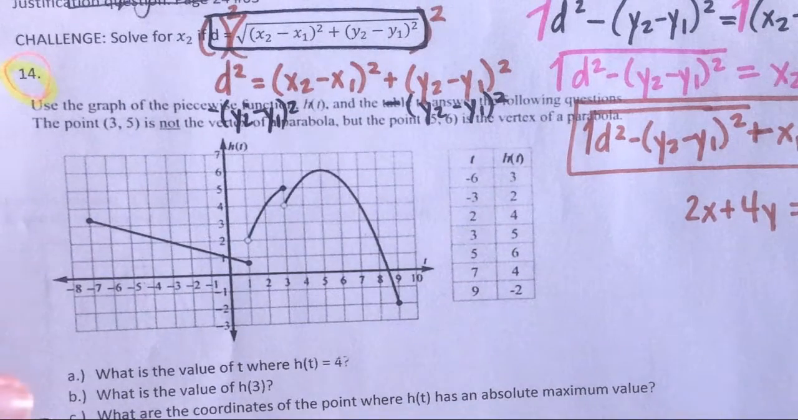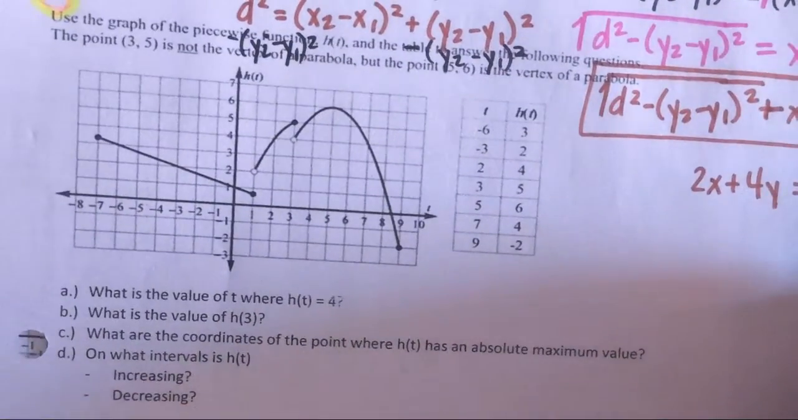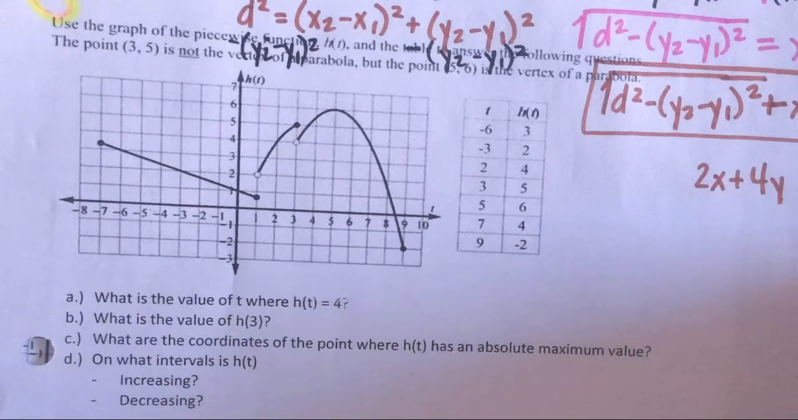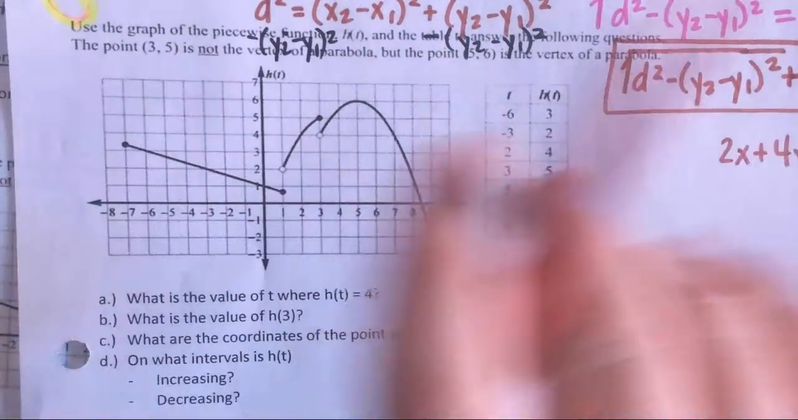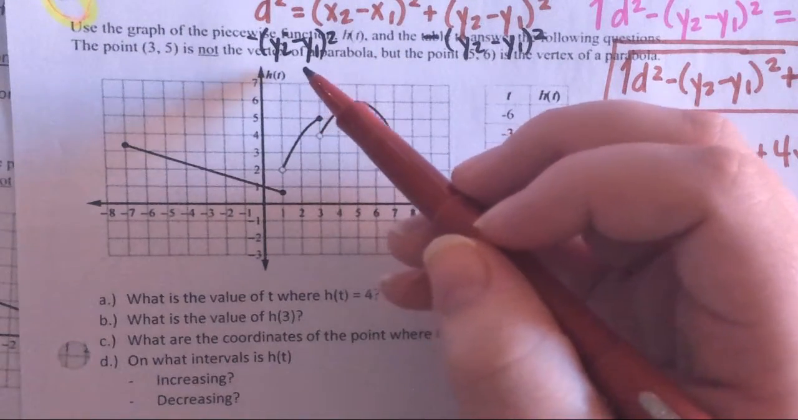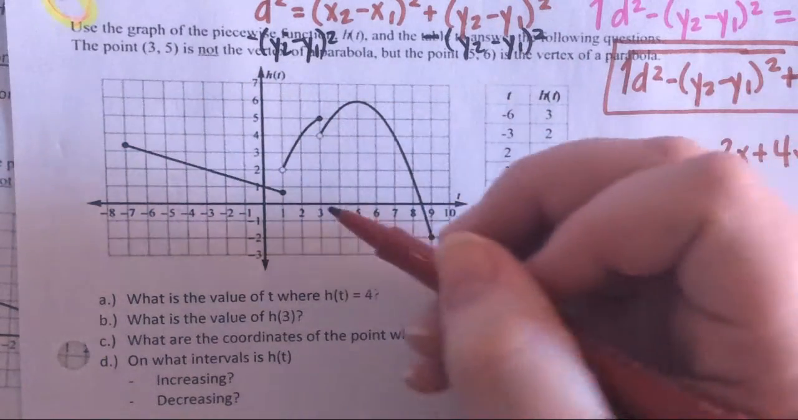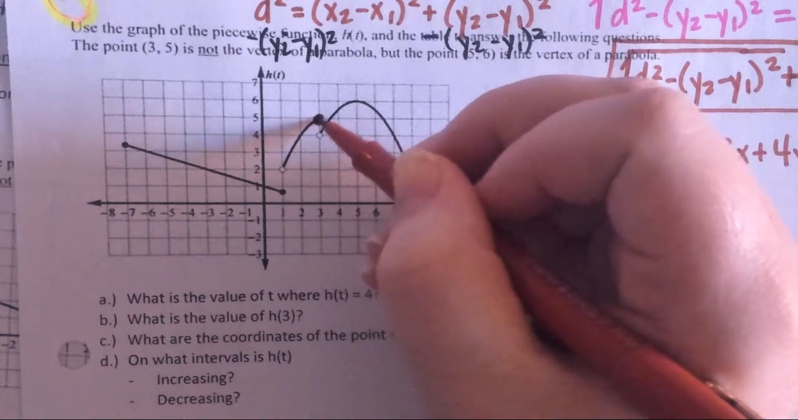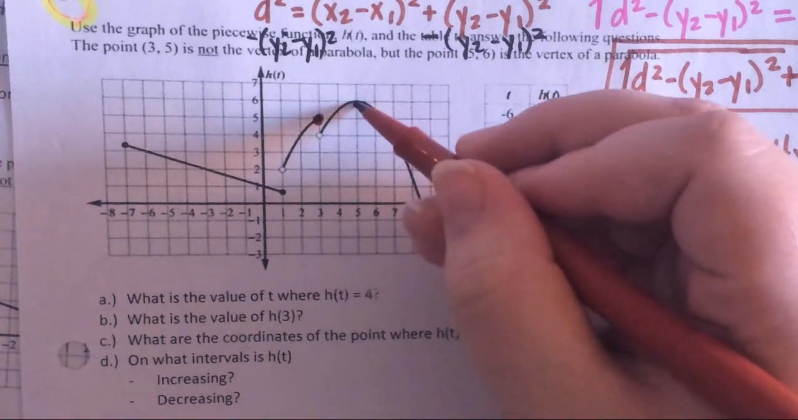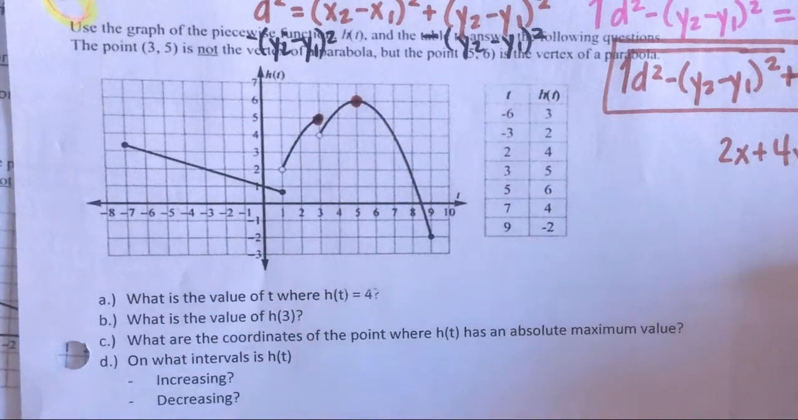So it says use the graph of the piecewise function h(t) and the table to answer the following questions. The point (3, 5) is not the vertex of a parabola, but the point (5, 6) is the vertex of a parabola. Okay, so they said something about 3, 5, and then they said something about 5, 6. So I am going to draw on those points since they were mentioned. Now, why they're mentioned, I don't know. I guess we'll have to find out. We have 4 different things we have to do on this problem.